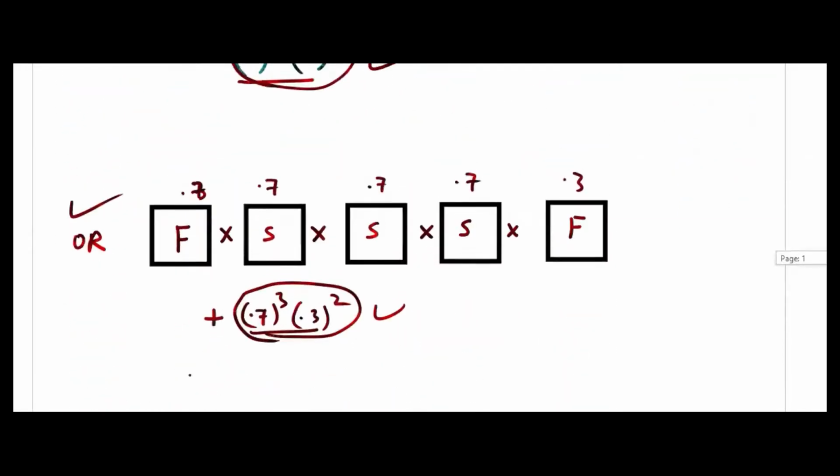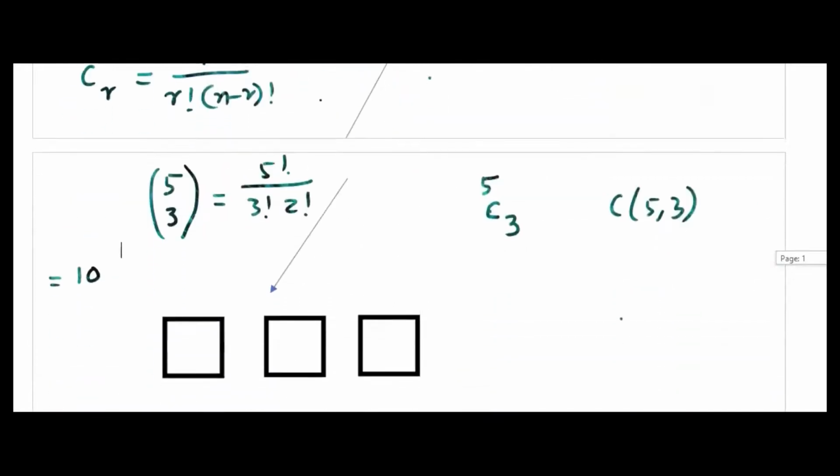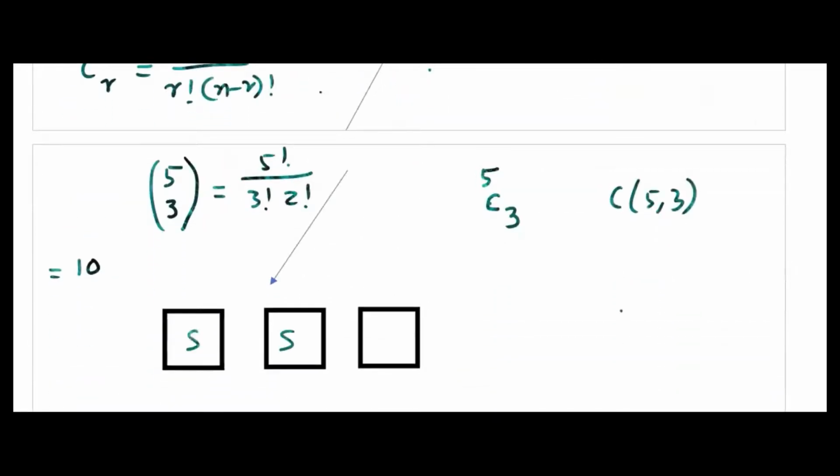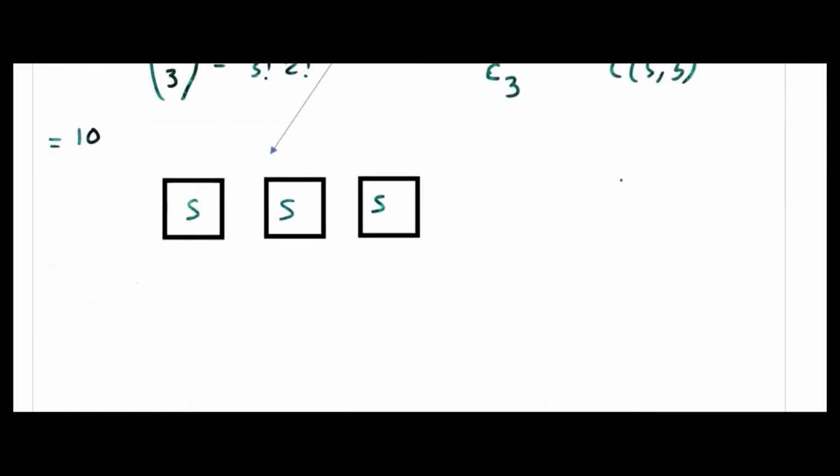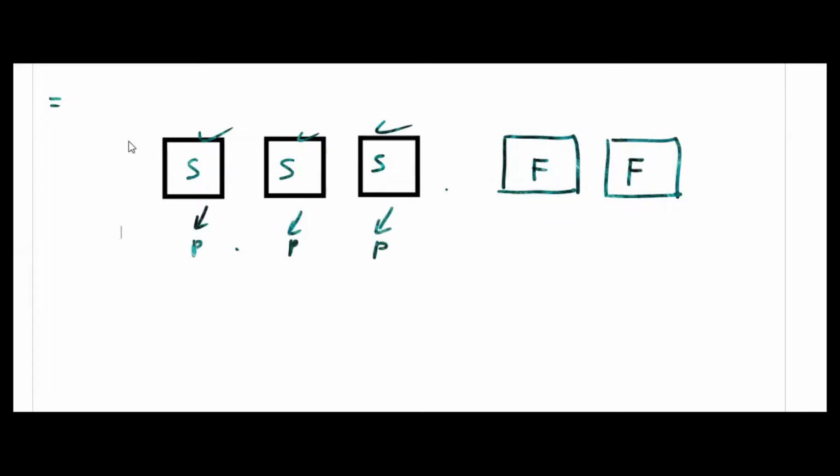2 ways I have written. If you want, you can write all the 10 ways. We want 3 successes out of 5. So any 3 you can select, this one, this one, this one, that way. Whatever I've selected, I've written here. So in this way you can select 3 out of 5 boxes. In how many ways? 10 ways. The other 2 we will not worry about. The other 2 automatically will be failures. I'm not saying first, second, third, any 3.